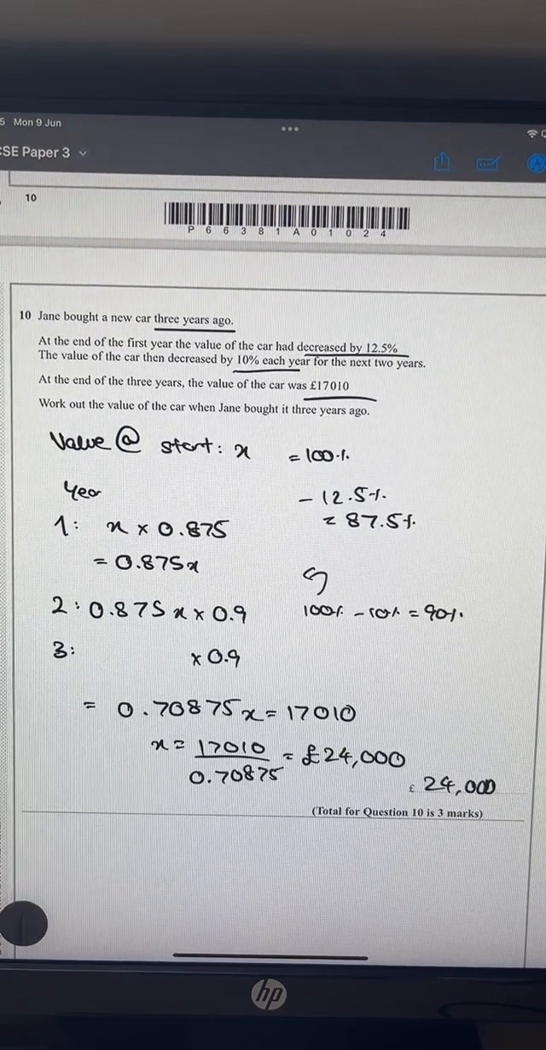Nice percentages question there. I'm going to stay on the screen for a second before I move on.